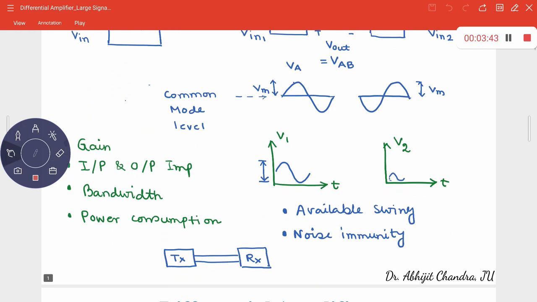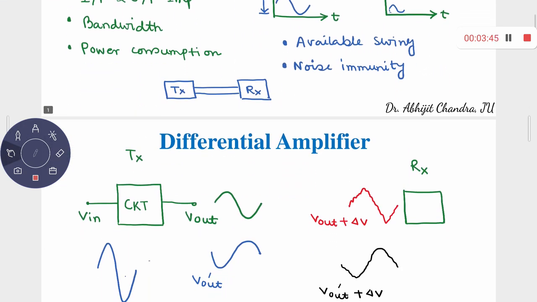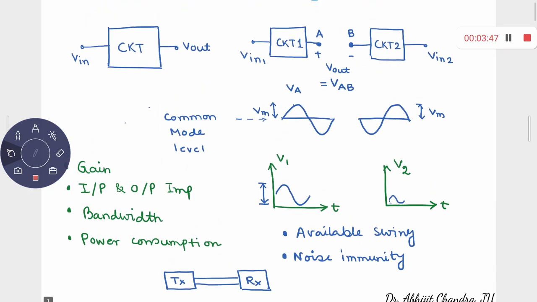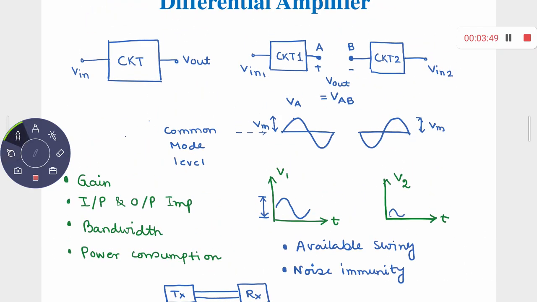Let me check whether this has been shown before. Okay, it is not there anyway. So let me once again show you what we mean by a differential signal. Suppose you have a constant DC level, VDC. This VDC should be the same for both of these two signals. If I consider the signal at node A and the signal at node B, they must share the same DC level, that is VDC.